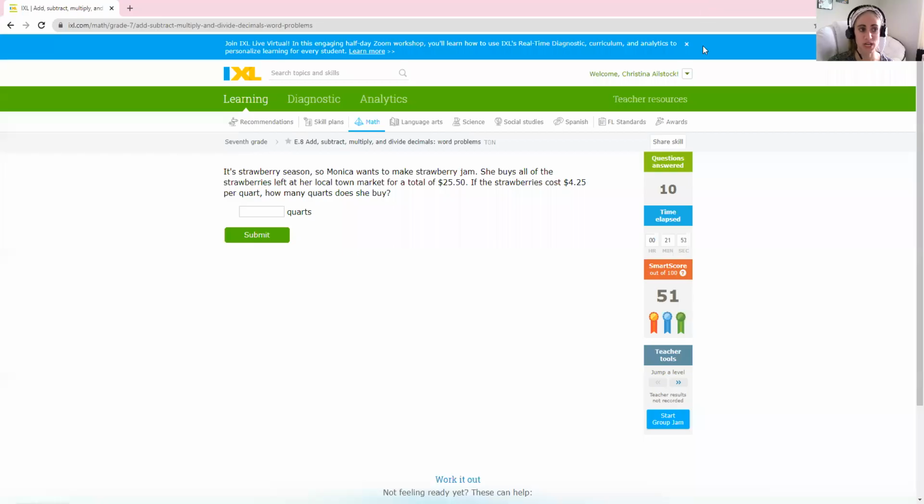Okay, let's read it a second time and identify our key information. So it's strawberry season, so Monica wants to make strawberry jam. She buys all strawberries left for a total, so they're giving us a total of $25.50. But strawberries cost $4.25 per quart, and we want to know how many quarts did she buy? What operation do you think we're going to do here?